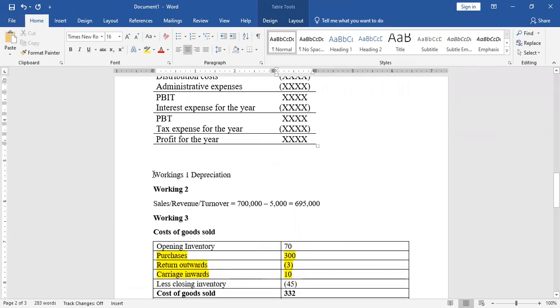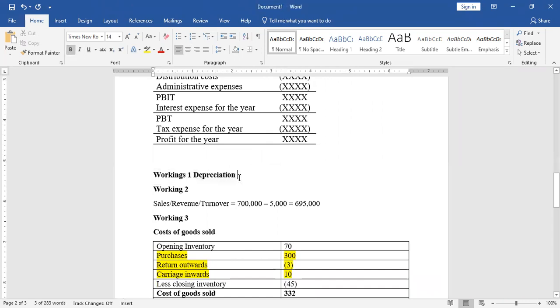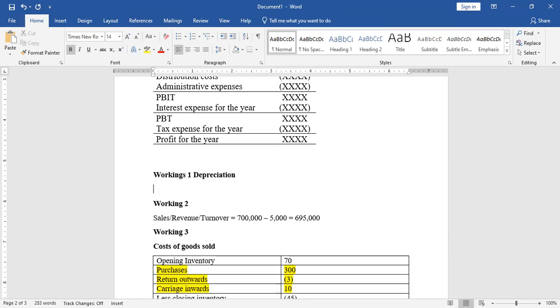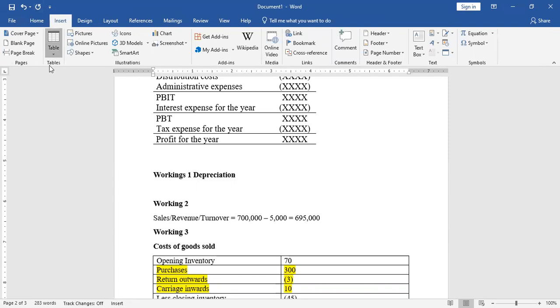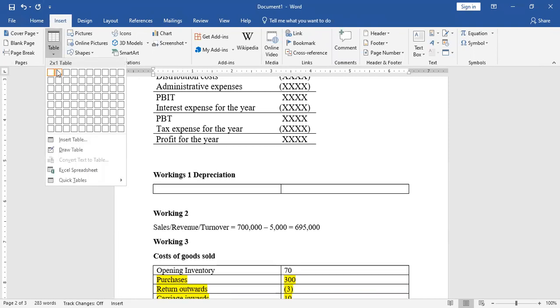I'd actually indicated to say depreciation should be the first working, because depreciation sometimes affects cost of sales, distribution cost, or administrative cost. So let me insert a table here as well to make life easy for us.